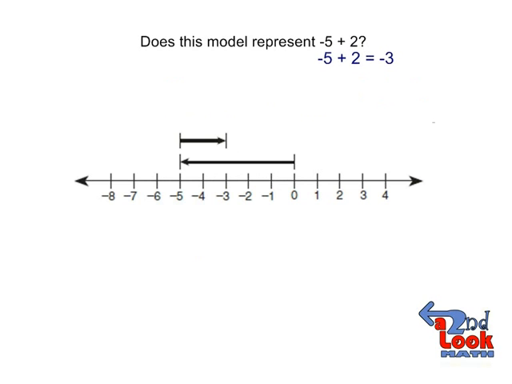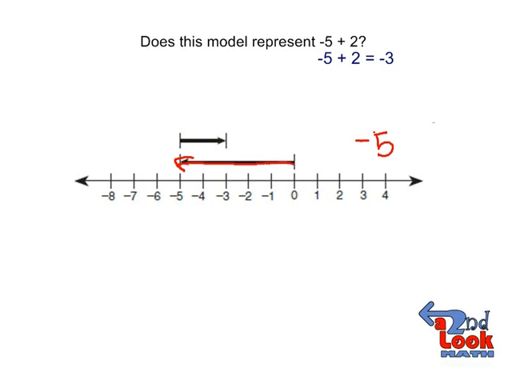So we're going ahead to the next one. This is now the next equation, and notice I've changed the question on these. I've said, does this model represent -5 combined with a +2? Well, let's see. We're starting here at 0, and we're going down -5. Okay, that's a good start.